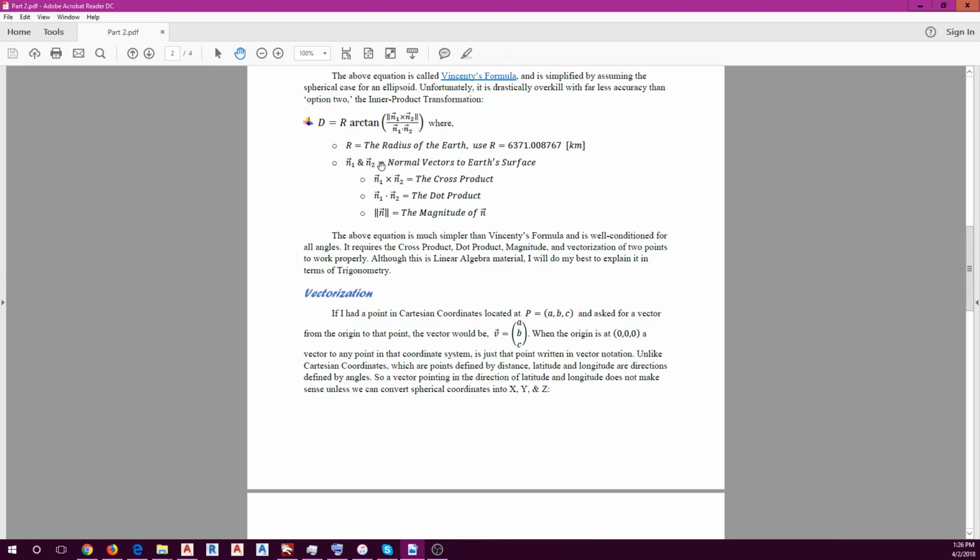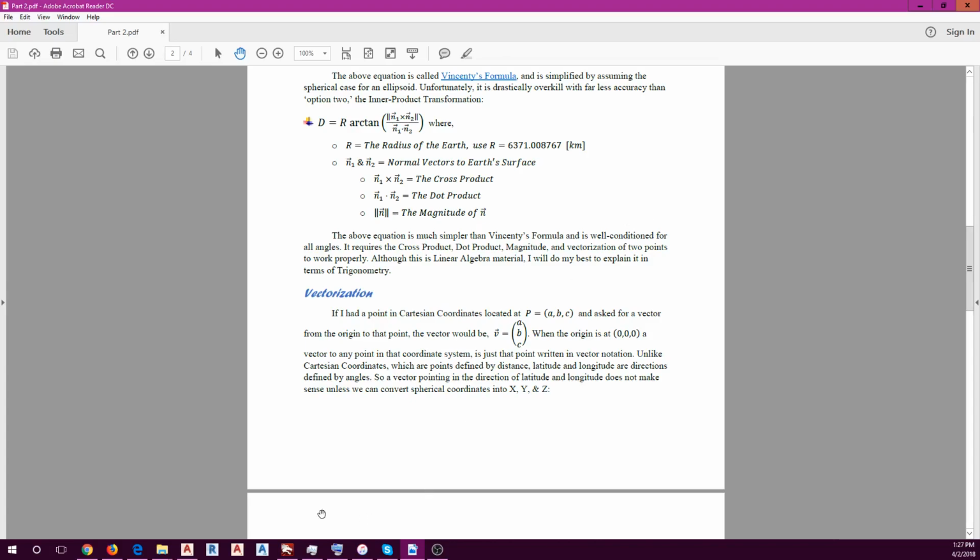That's my notation for normal vectors. The normal vector for your first coordinate and the normal vector for your second coordinate. Now I want you to understand that these normal vectors are three components. They have three components. They have an x direction, a y direction, and a z direction. So these are Cartesian vectors. So I somehow need to convert my latitude and longitude into Cartesian vectors. My latitude and longitude vectors into Cartesian vectors.